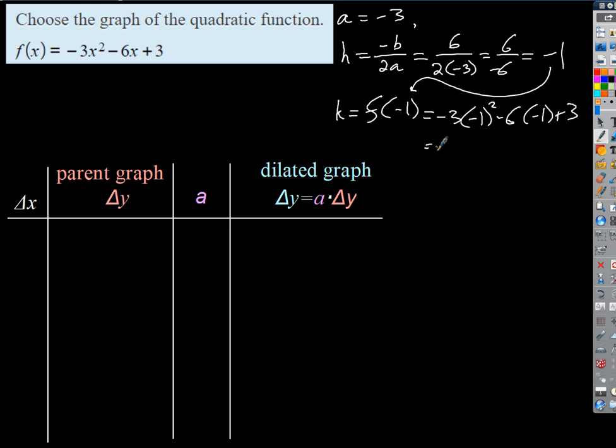What's negative 1 squared? 1. 1 times negative 3, negative 3. Negative 6 times negative 1, positive 6. And then plus 3, so that just gives us 6, doesn't it? Yep. So our vertex then is going to be at negative 1, positive 6, right?